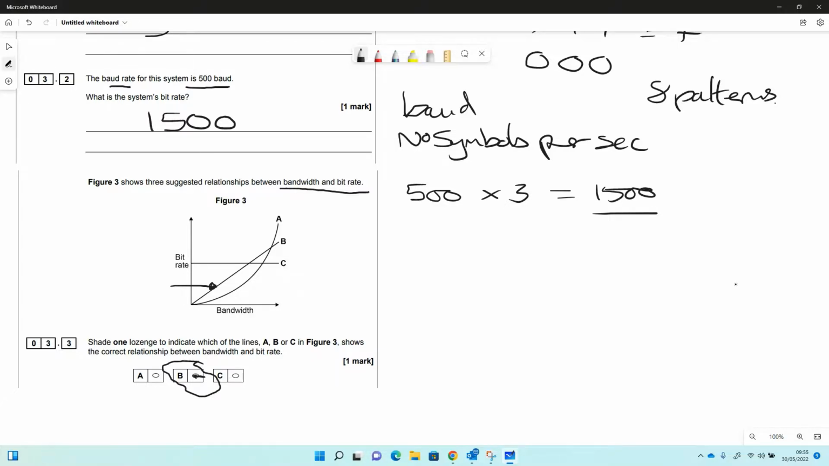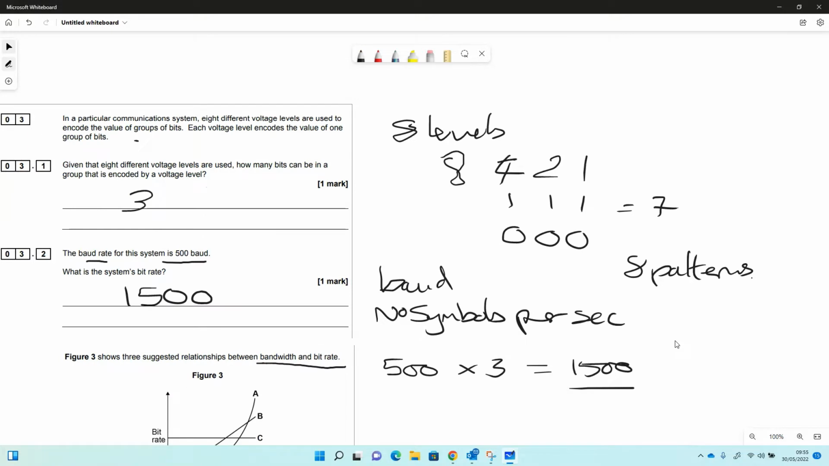So 3 very short questions. They're only single mark questions, but this concept, the idea of baud rate as being the number of symbols, is a slightly different way of thinking about, or at least describing, how many symbols we can get into a binary bit pattern.